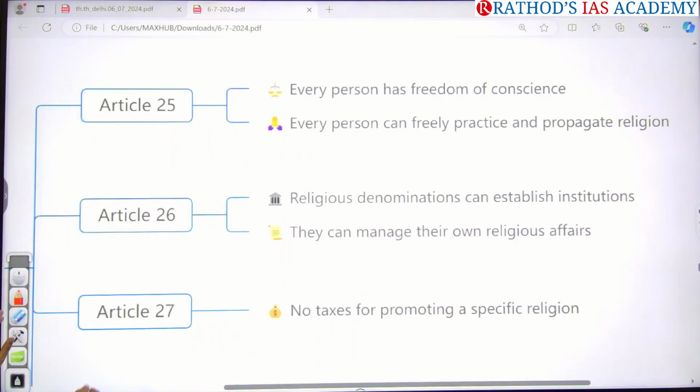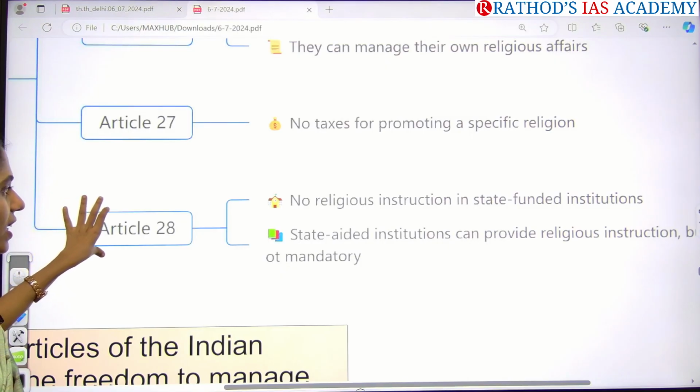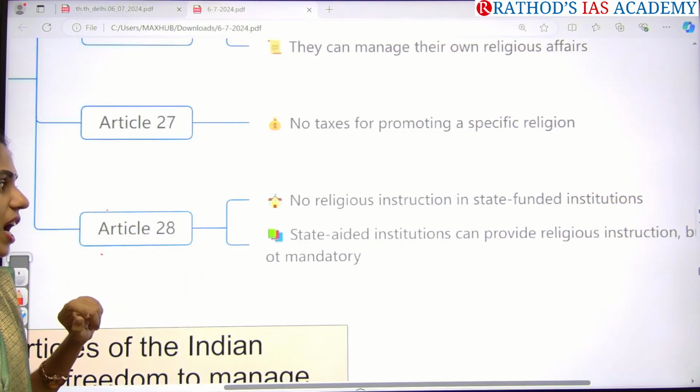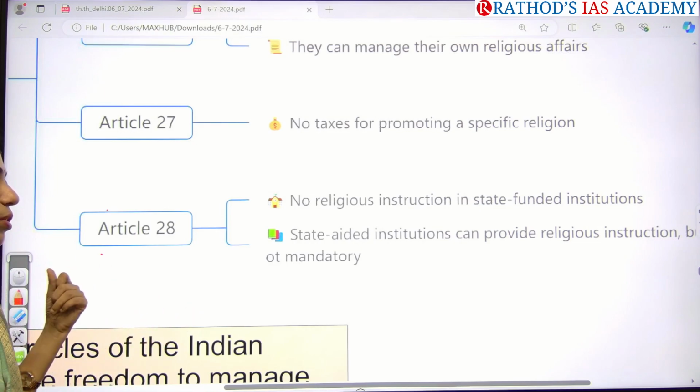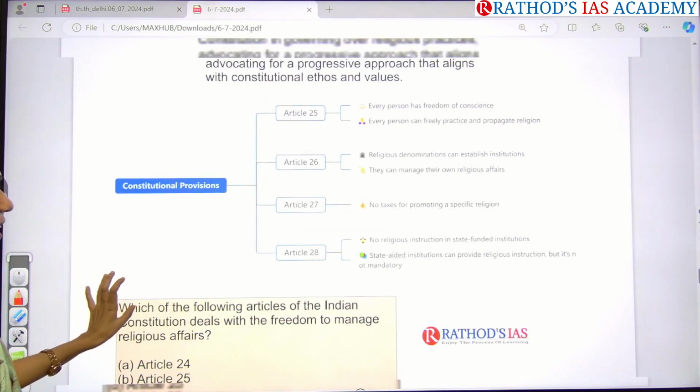Next, we have Article 26, which talks about religious denominations: they can establish institutions and manage their own religious affairs. Article 27 says there are no taxes for promoting a specific religion. Article 28 says there are no religious instructions in state-funded institutions, and in state-aided institutions they can provide religious instructions, but these are not mandatory. Okay, so that is what is given in our fundamental rights.